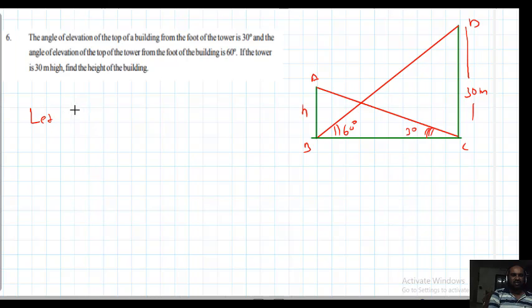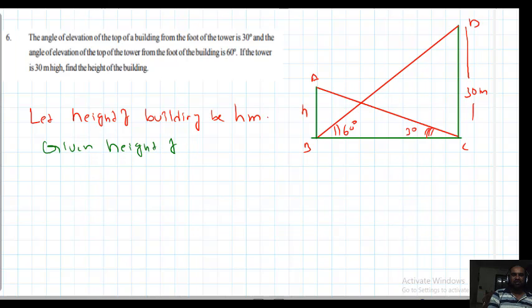Let the height of the building be h meters. Given the height of the tower is equal to 30 meters. Let BC equal x, but in an examination you should write: let the distance between the building and tower be x. Easy problem only.